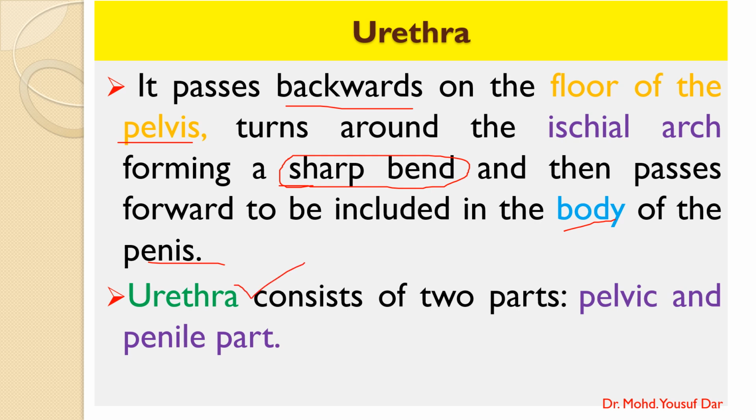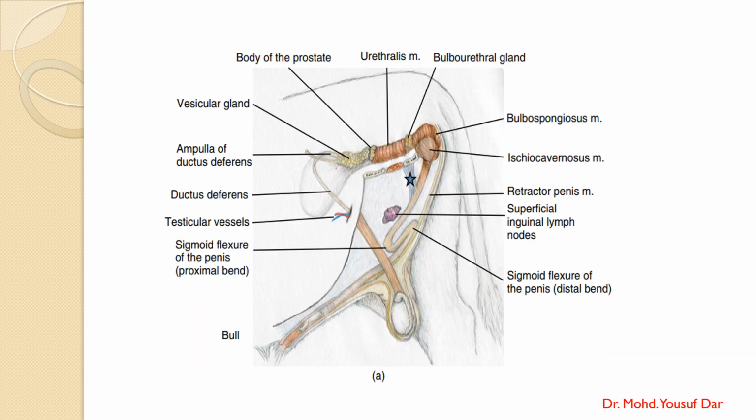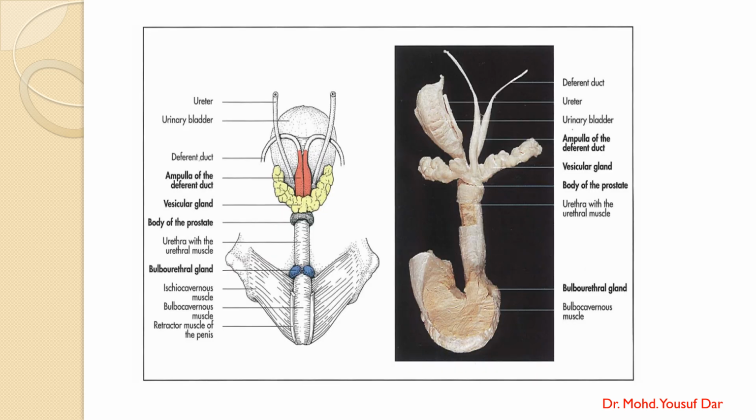Here in case of the bull, the urethra has two parts. The part that lies in the pelvic cavity is called the pelvic urethra, and the part which gets incorporated in the penis is known as the penile part. So here you can see this is the urinary bladder, this is the urethra. This is the pelvic urethra, and from here up to the glans, this is the penile urethra. At the level of the ischial arch, it takes a sharp turn and gets incorporated into the body of the penis. Here in the diagram, you can also see this is the urinary bladder.